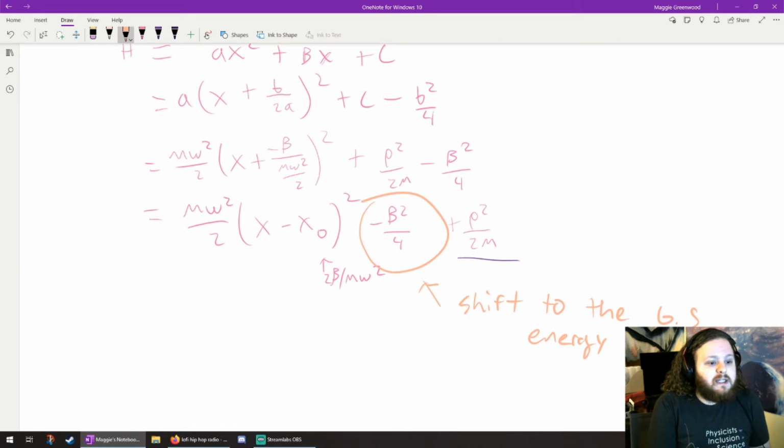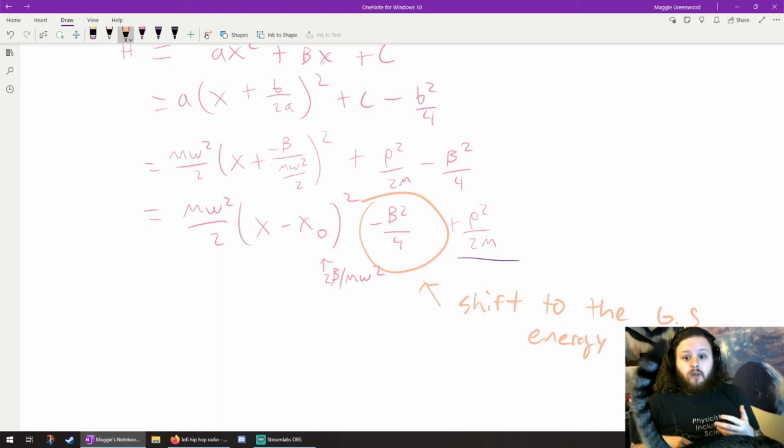So this thing to me looks like a shift to the ground state energy. The rest of what's in here is a p squared over 2m plus an m omega squared over 2 and some x looking stuff. The rest of what's here is just the harmonic oscillator.